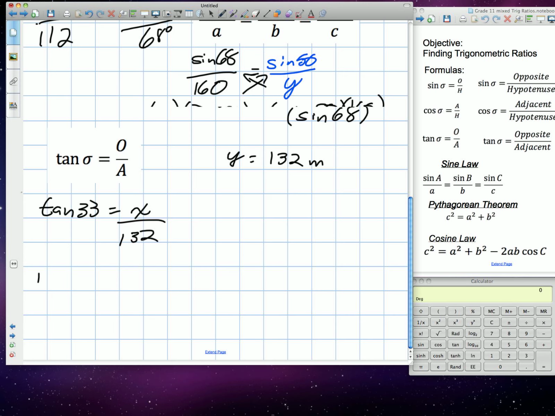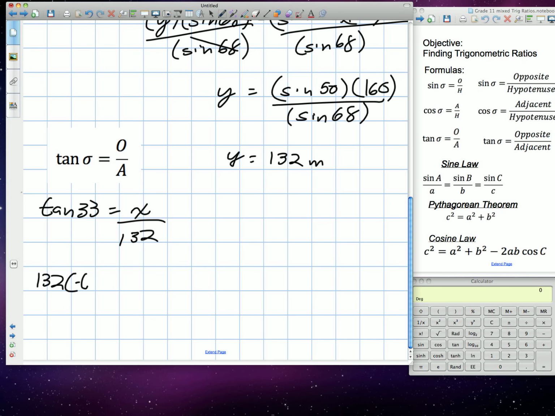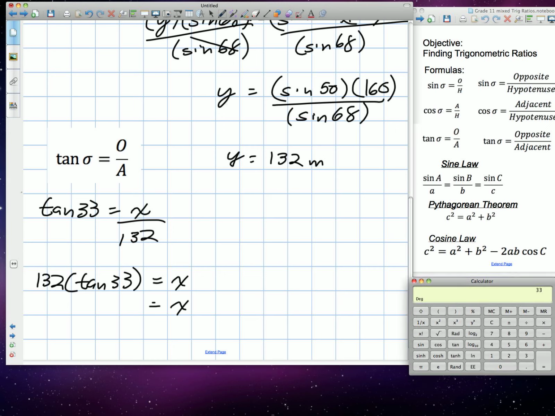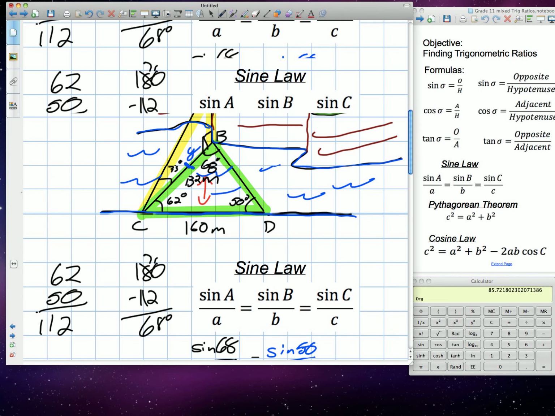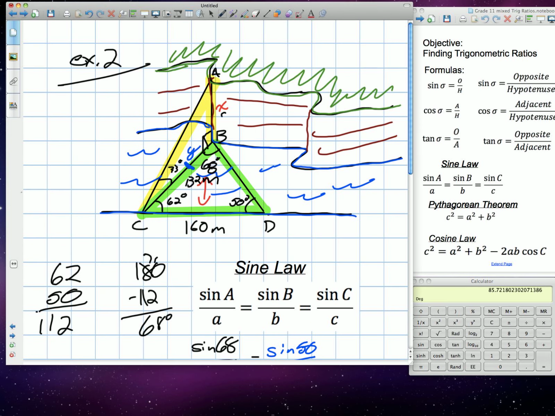132 times tangent 33. Oh, I didn't put it in right. 85.7. So according to this, we can round it maybe to 86 meters. So we just discovered that the height of this cliff, because remember it's three-dimensional, is 86 meters tall.